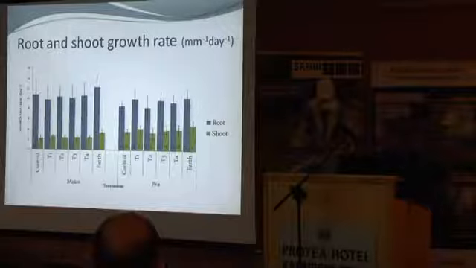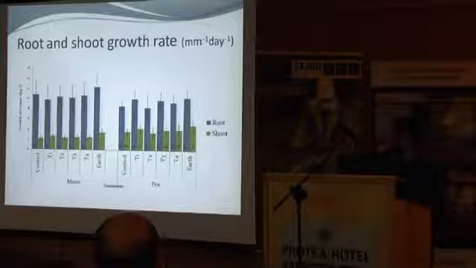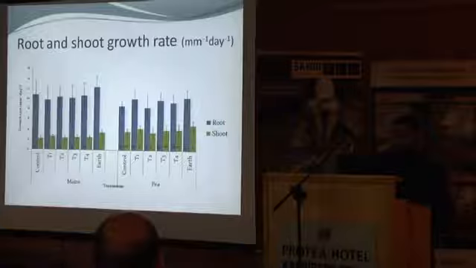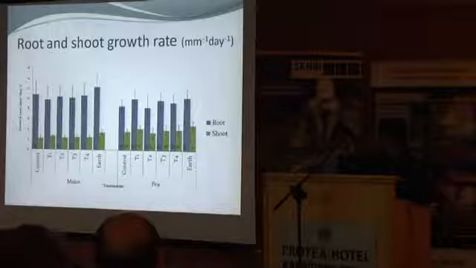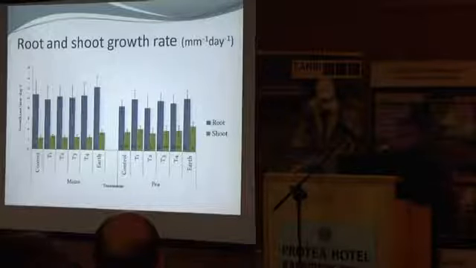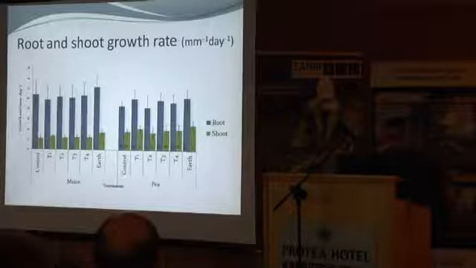Root and shoot growth. This was in terms of millimeters per day. In terms of maize root growth, T1 was the only treatment that performed poorly compared to commercial. In terms of shoot growth, the earth had a higher shoot growth than all the other treatments. With regards to pea, T1 was the only treatment that was comparable to the commercial in terms of root growth. However, in terms of shoot growth, all the treatments were comparable to the commercial.